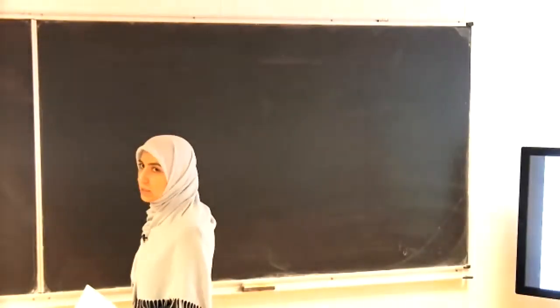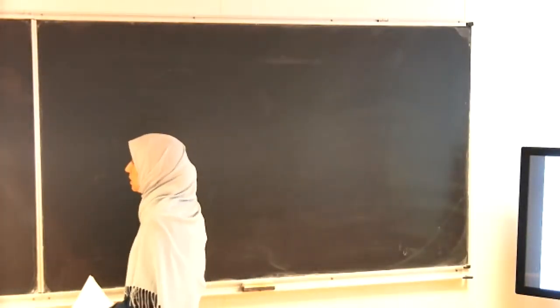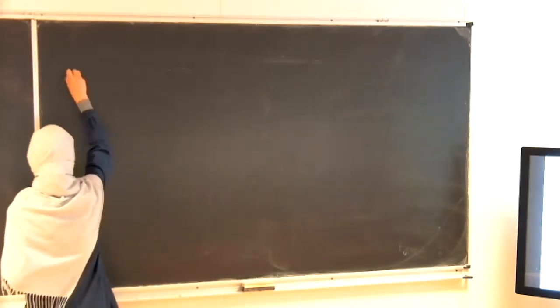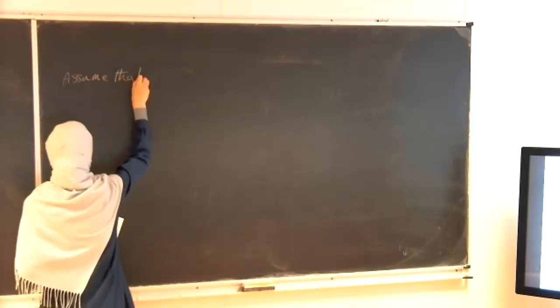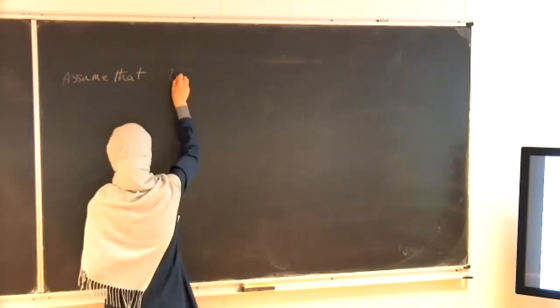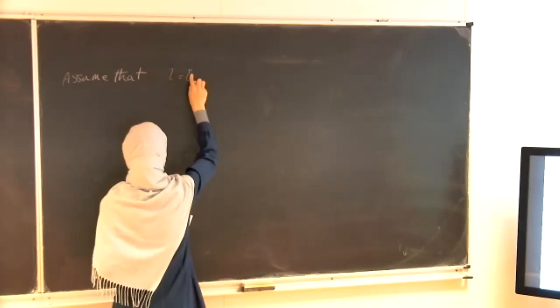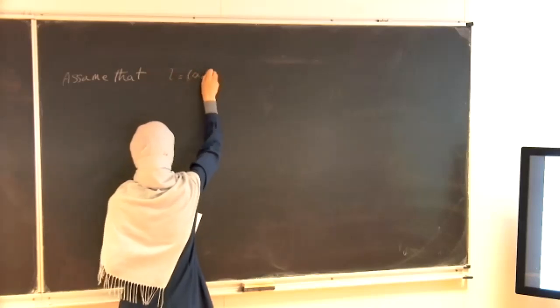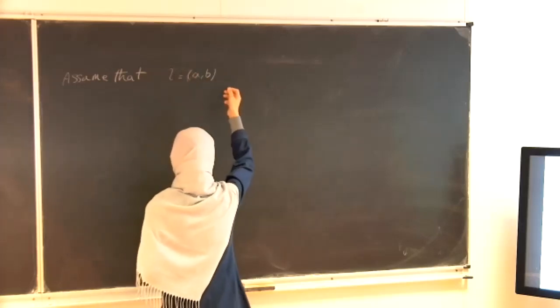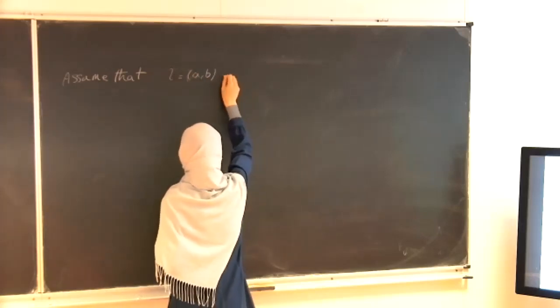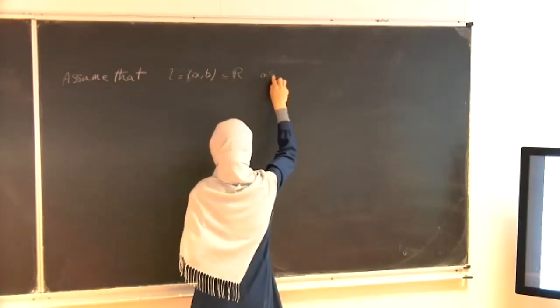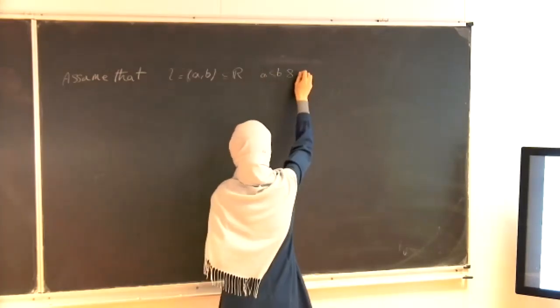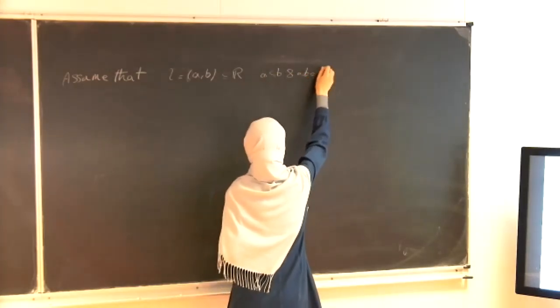So first, recall the definition of constructing a Cantor set from any open interval. Assume that I is any open interval, or we can also assume that it's a closed interval in R, which means that a is less than b, and a and b are in R.